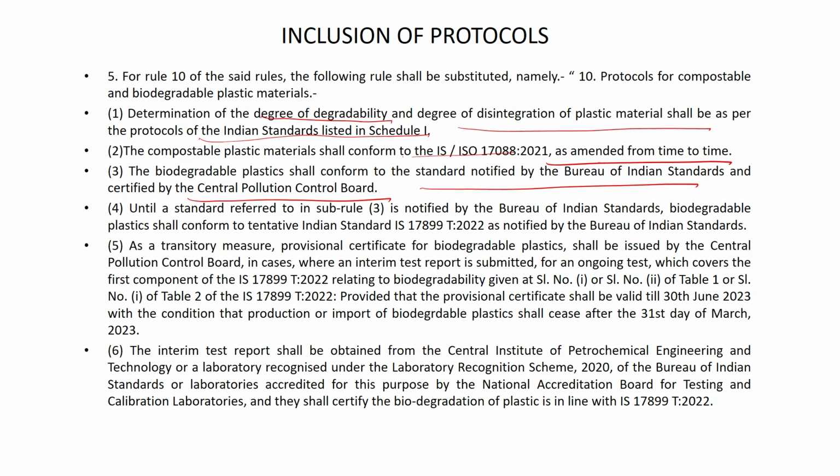As a transitory measure, provisional certificate for biodegradable plastics shall be issued by the Central Pollution Control Board, where an interim test report is submitted for an ongoing test which covers the component of the standards which relates to biodegradability given under these clauses and provisions. The provisional certificate shall be valid till 30th June 2023, with the condition that production or import of biodegradable plastics shall cease after 31st March 2023, which means it is already gone.